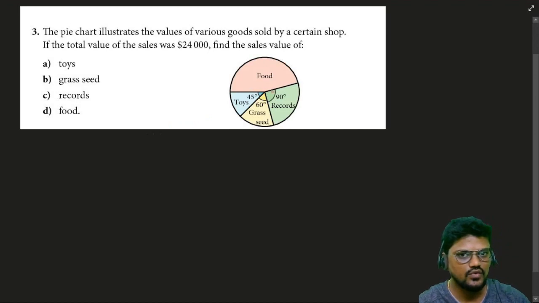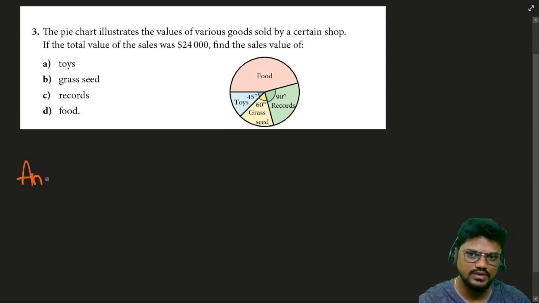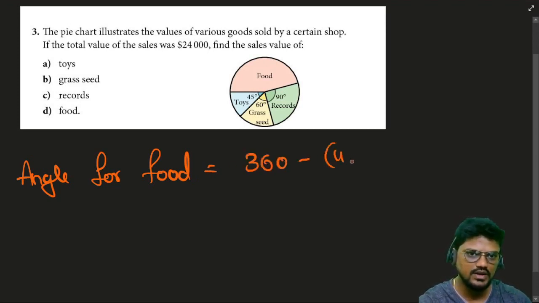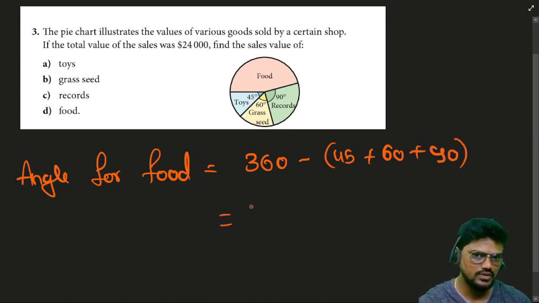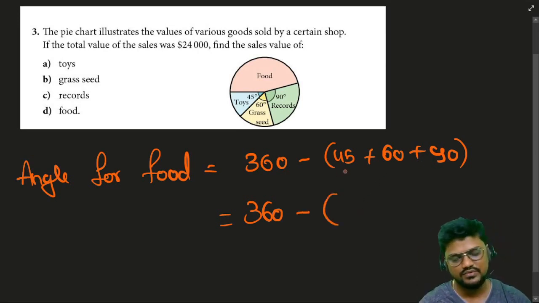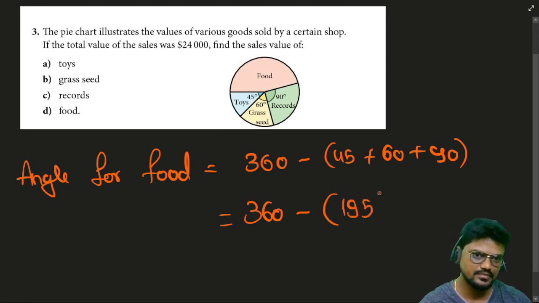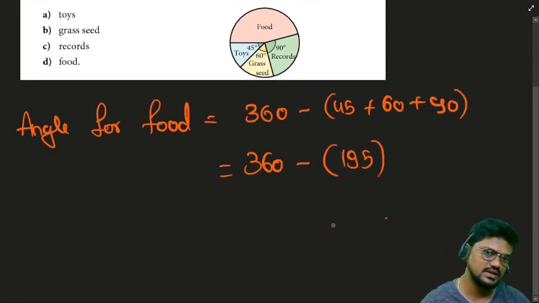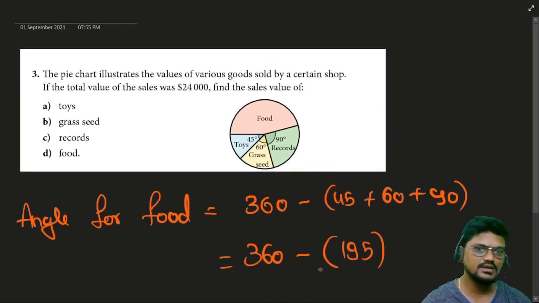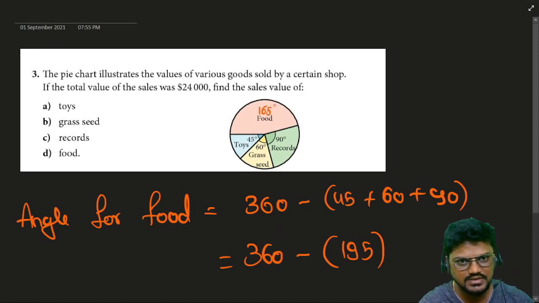So what will be the angle for food? Let's solve it. The angle for food will be 360 minus (45 plus 60 plus 90). If you subtract them, you'll get the angle for food. So 150 plus 45 is 195, and 360 minus 195 is 165, right? So the angle for food will be 165 degrees.